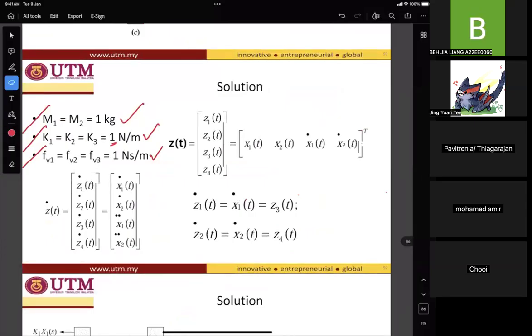So we derive the derivative state vector, which is z1 dot, z2 dot, z3 dot, and z4 dot. In definitions, they are velocity x1, velocity x2, acceleration x1, and acceleration x2. Okay. Then we write the state variable as z1, z2, z3, z4, and then these matrices. And then there is a T there. What is T?